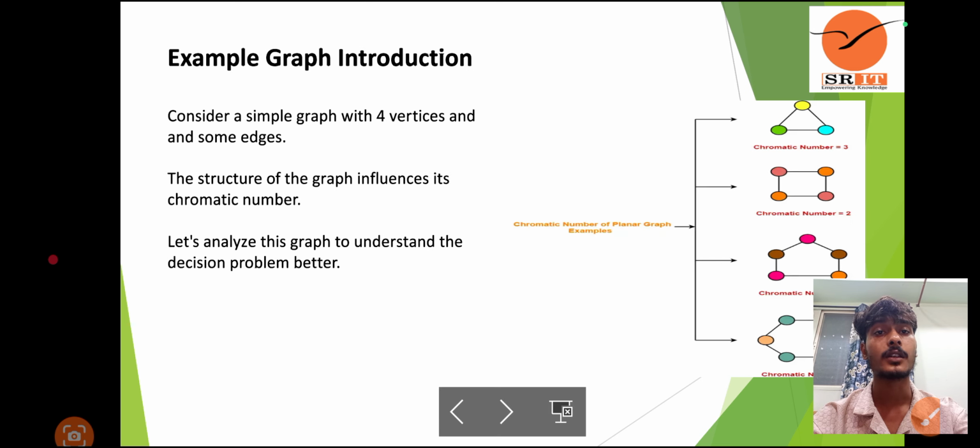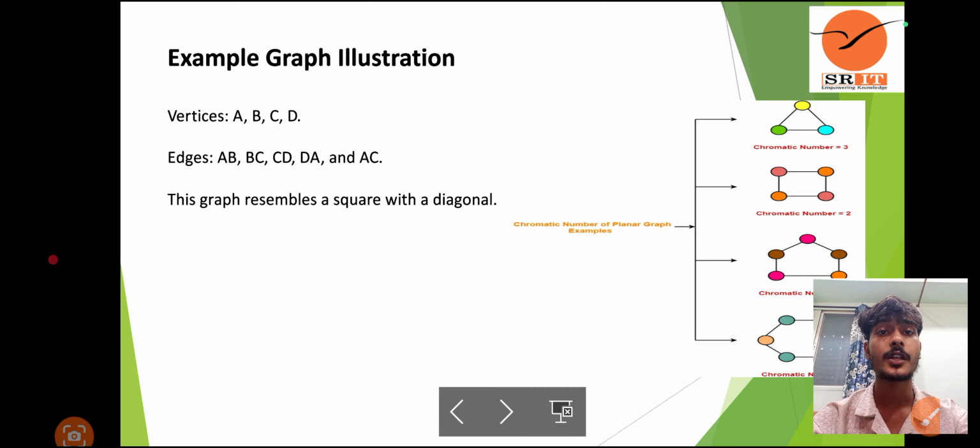Example graph introduction. Consider a simple graph with four vertices and some edges. The structure of the graph influences its chromatic number. Let's analyze this graph to understand the decision problem better.